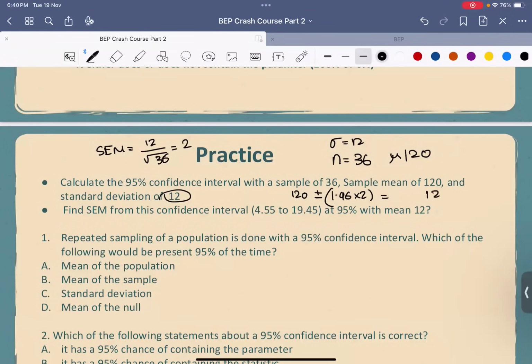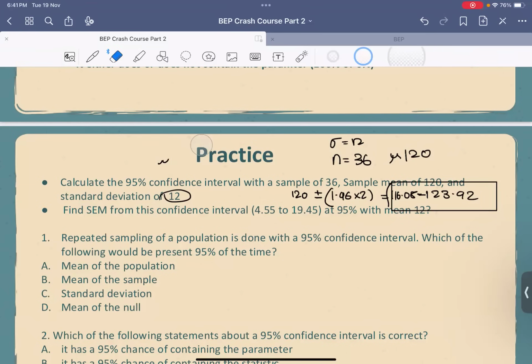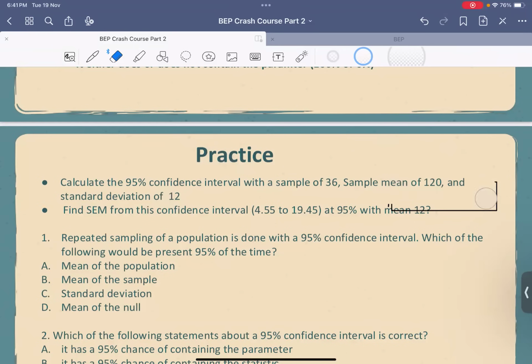So 120 plus 3.92 is 123.92, and 120 minus 3.92 is 116.08. So the confidence interval is between 116.08 and 123.92. This is the confidence interval, and this is how we calculate it, okay? We're going to practice more examples later on, but this is how we use the equation.